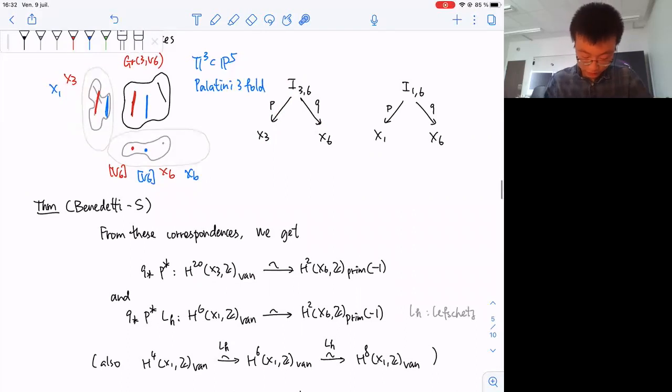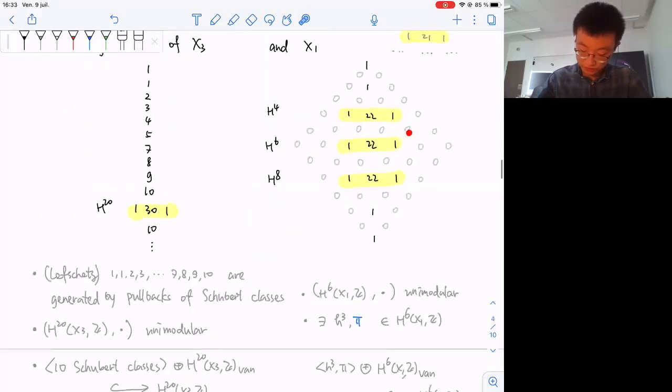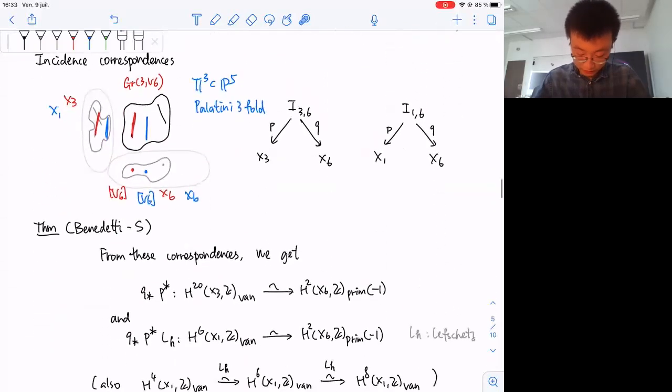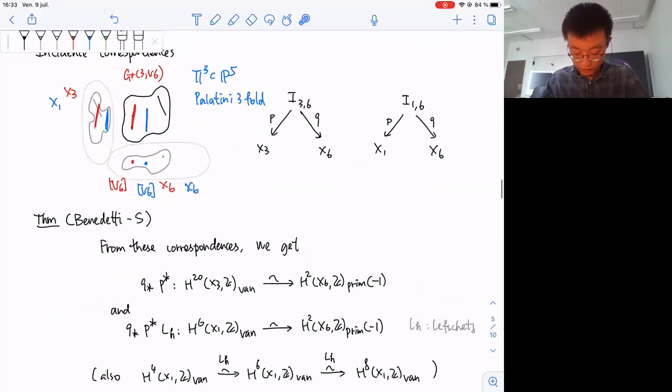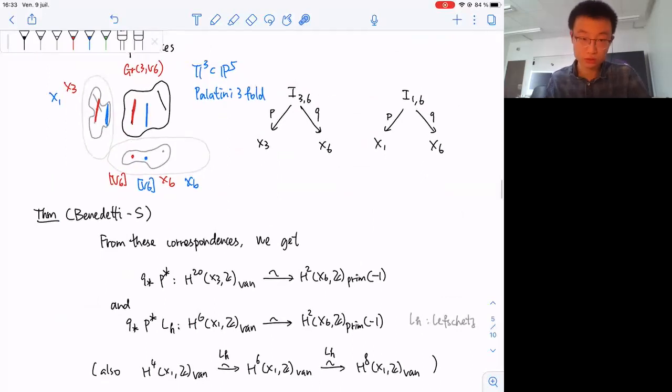And for the six-dimensional X1, this is slightly different. I need to first apply Lefschetz. So I go from H6 to H8, then I use this pullback and pushforward. Then I arrive in the H2 of the hyperkähler, and this gives the Hodge isometry. Also, all the three Hodge structures that we see here are related by Lefschetz operators, and we can show that if we restrict to the vanishing part and use the Lefschetz operator, they are actually isomorphic as abelian groups.